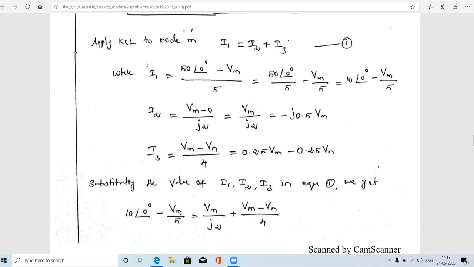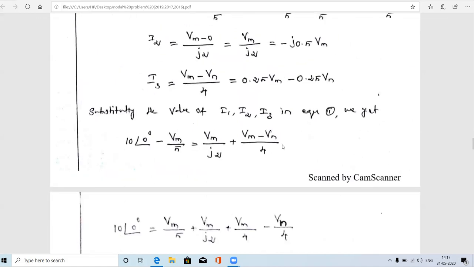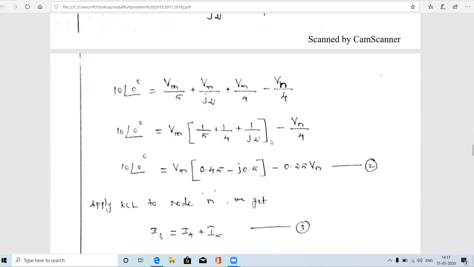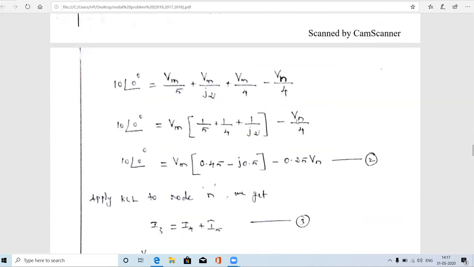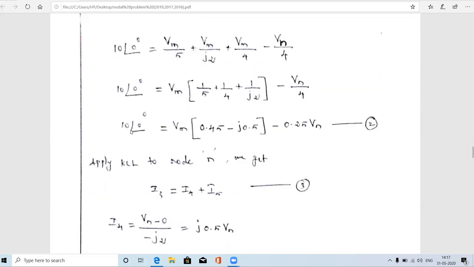So we have to substitute the values of I1, I2, I3 in equation number 1, and rearrange the terms, collecting the Vm term and the Vn term. We get the constant 10 with angle 0 equal to Vm into, the addition of the real part, 0.45, and the imaginary part, minus j0.5. Similarly, minus 0.25 into Vn. Consider this as equation number 2.